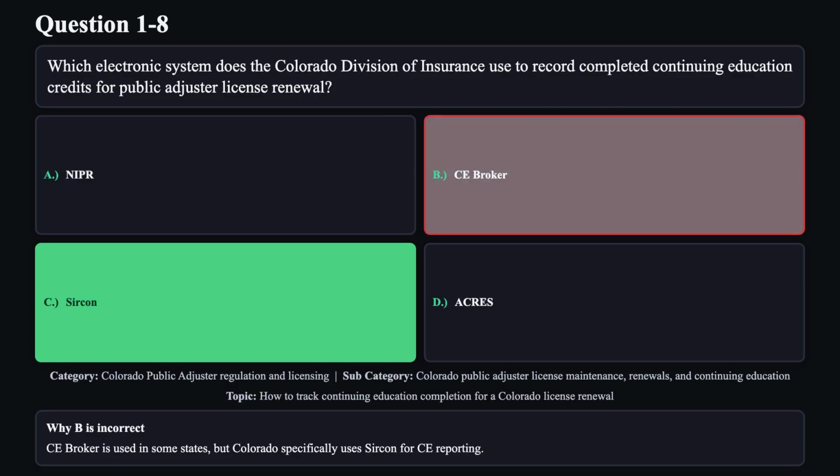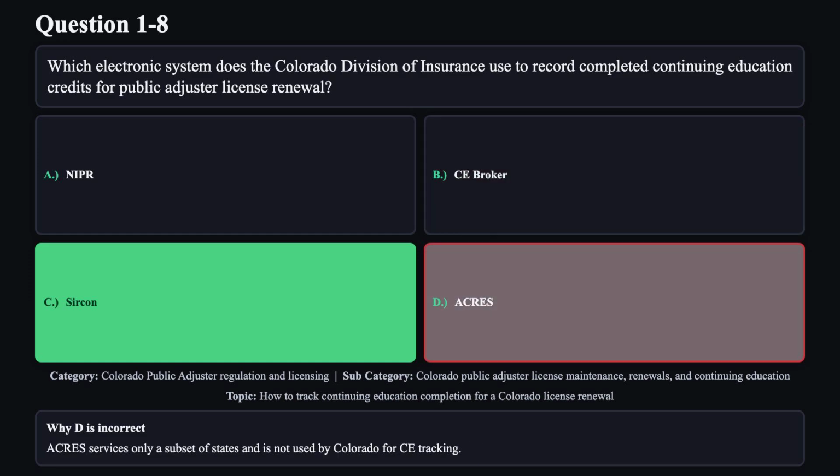Reason B is not correct. CE Broker is used in some states, but Colorado specifically uses CIRCON for CE reporting. Reason D is not correct. ACRS services only a subset of states and is not used by Colorado for CE tracking.